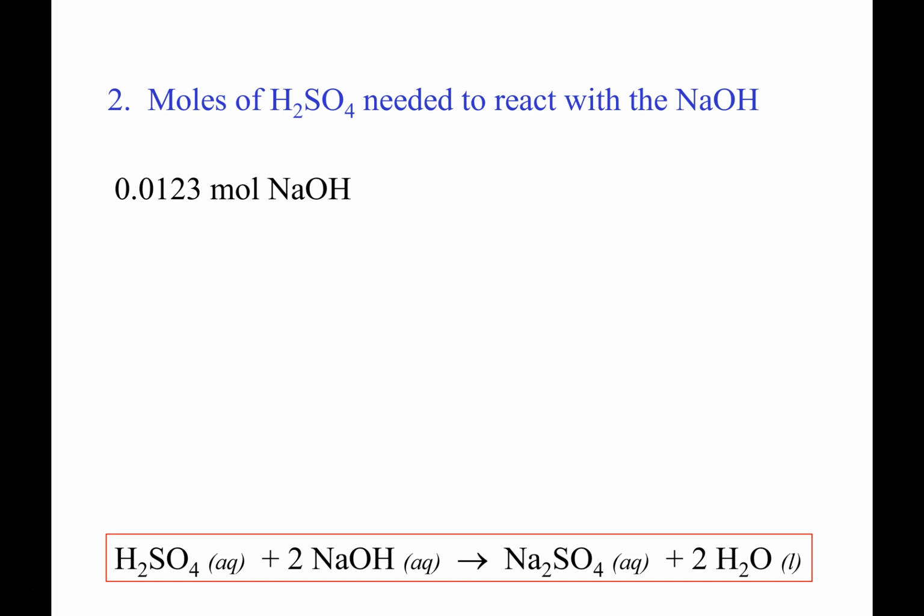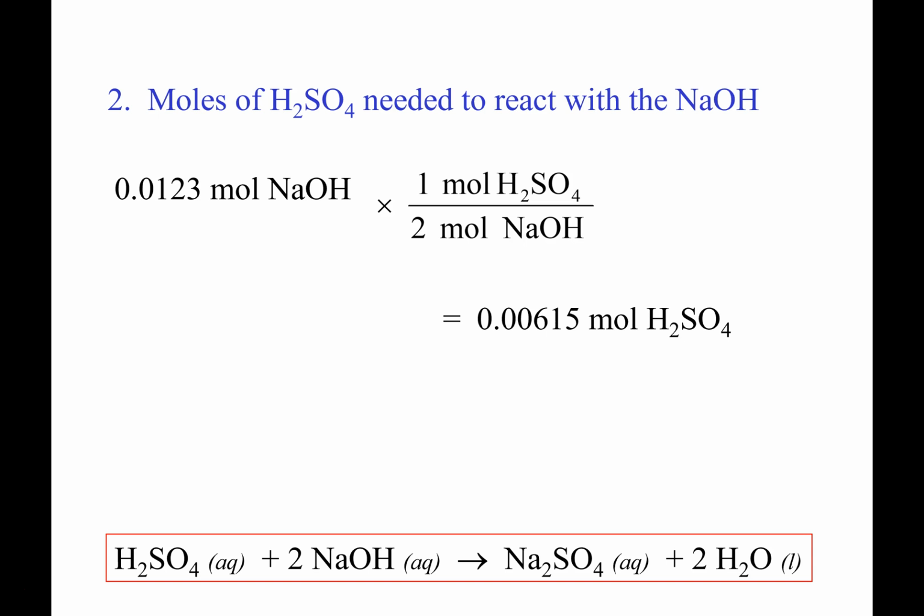To get from moles of NaOH to moles of H2SO4, it'd be multiply 1 mole of H2SO4 over 2 moles of NaOH. Perfect. 3 sig figs, so half of 0.0123, you'll get 0.00615 moles of H2SO4. Very good.